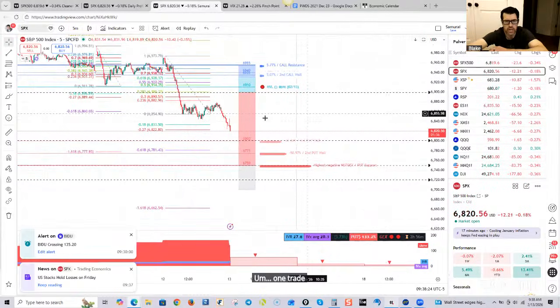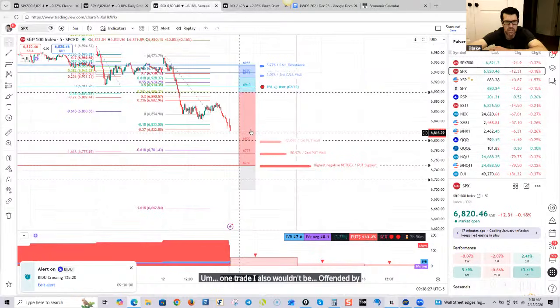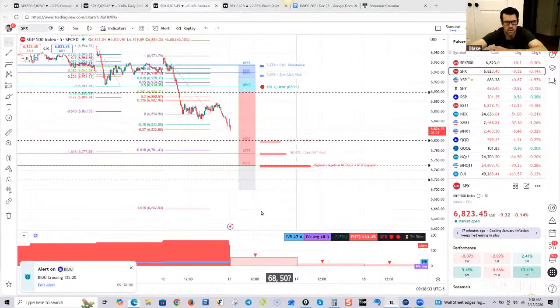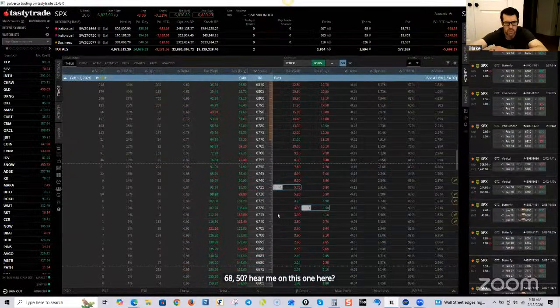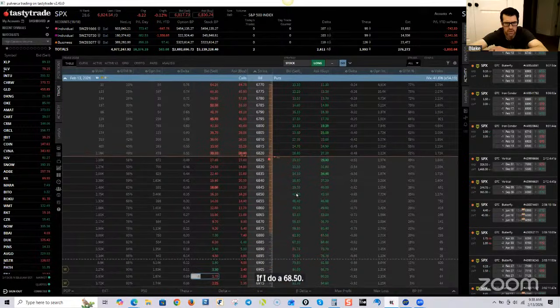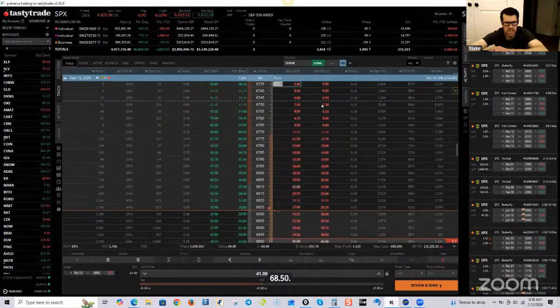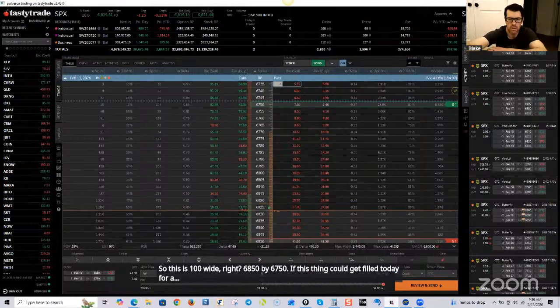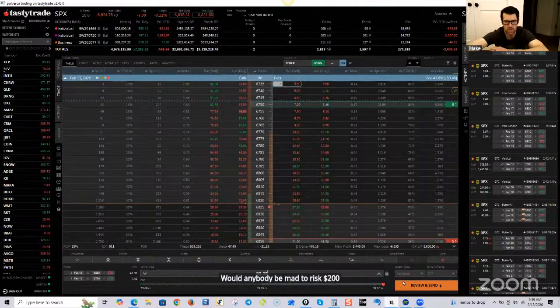One trade I also wouldn't be offended by would be maybe looking at a 6850. Hear me on this one here. If I do a 6850 by 6750, so this is 100 wide, right? If this thing could get filled today for, I don't know, a $98 credit, would anybody be mad to risk $200 to make $9,800?